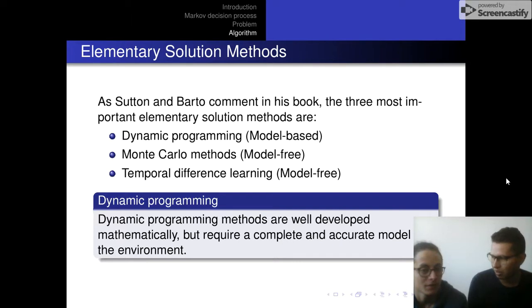So what is dynamic programming? These are three elementary solution methods. Dynamic programming is based on a model. You remember that we found a transition probability matrix for the example of the class, going to class 1, 2, 3, or go to sleep. Dynamic programming methods are well developed mathematically, but require a complete and accurate model of the environment.